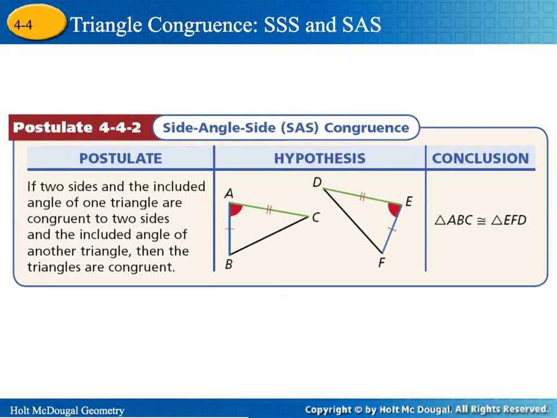So notice how it's included between the blue and the green line. They're not saying the angle's over here, because that would be side, angle, skip a side, and that's not the postulate. It's side, angle, side. It has to be in between the two sides. So read left to right, you go side, angle, side. It has to have the angle in between the two sides.